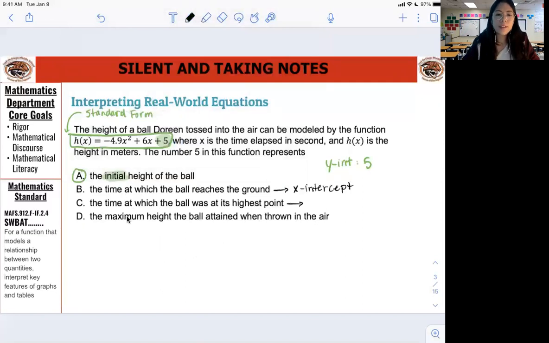The vertex. Now, is it the h value of the vertex or the k value of the vertex, if it's talking about time? I believe h. Yeah, you're totally right. So it's the h value of the vertex, which means this one, the maximum height, would be the vertex. h or k? K value of the vertex.